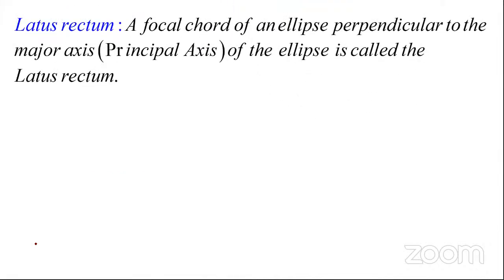Next, the latus rectum. A focal chord of an ellipse perpendicular to the major axis of the ellipse is called the latus rectum. In the previous diagram we saw this one: the focal chord which makes 90 degrees with the major axis is called the latus rectum.